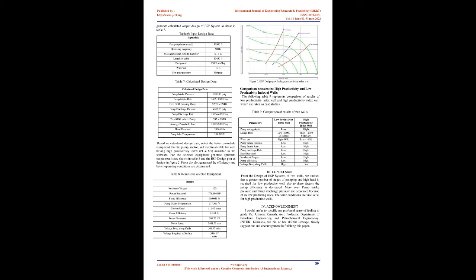Enter deviation survey data, downhole equipment data, surface equipment data, if available, and geothermal gradient data in their respective windows. Enter desirable design parameters and calculate the output design parameters and generate a plot based on output design parameters. From the plot generated, choose the optimum operating design of the ESP system. We consider two wells having different productivity index, i.e. high and low, for the design of the ESP system.